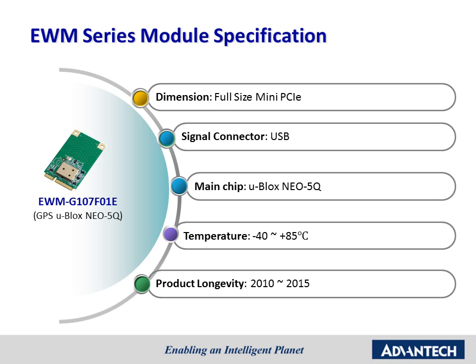The EWM-G107F01E is one of the GPS modules that we offer. It is a full-size mini PCIe module that uses USB signaling. The chipset is the U-Blox Neo-5Q. This module is designed for wide temperature applications.